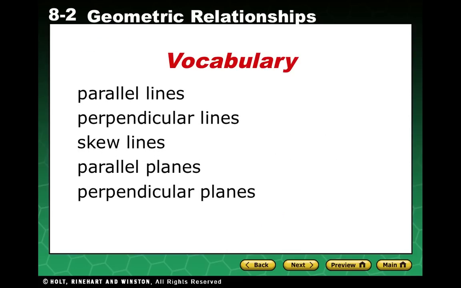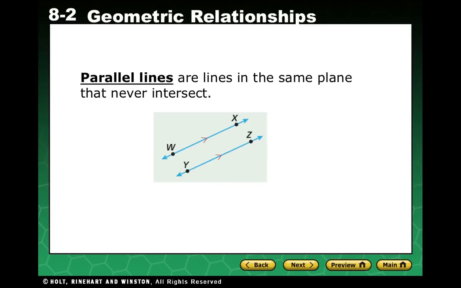Quite a few vocabulary words today. We're going to be going over all of these throughout this lesson. Parallel lines are lines in the same plane that never intersect. Their distance apart is always equal, forever in both directions.